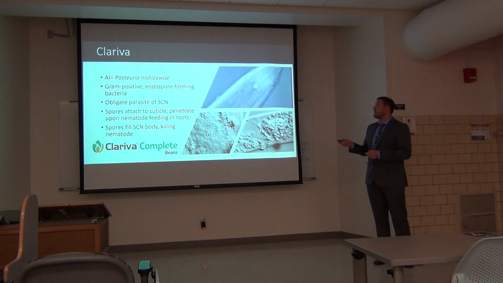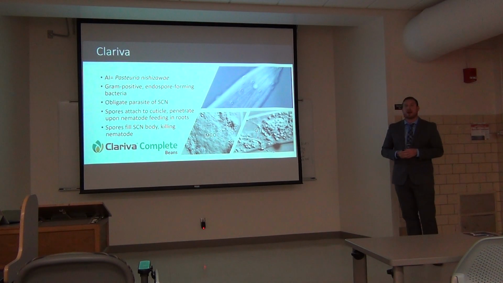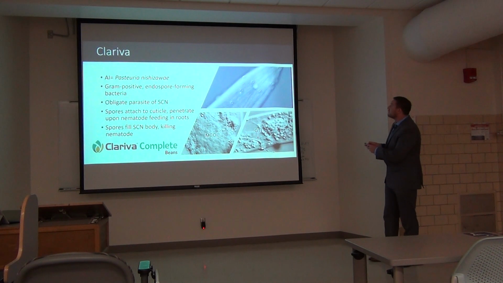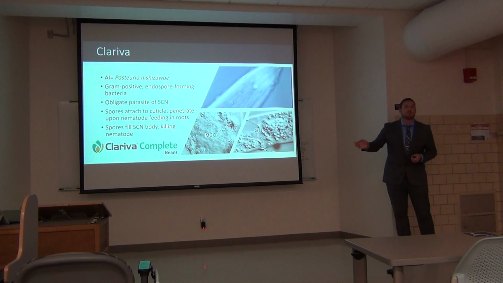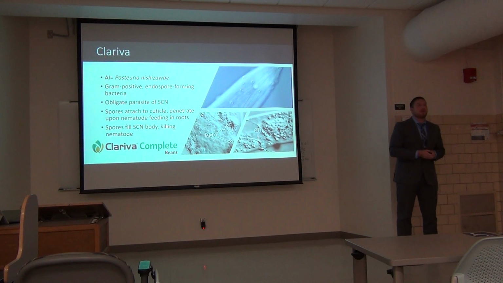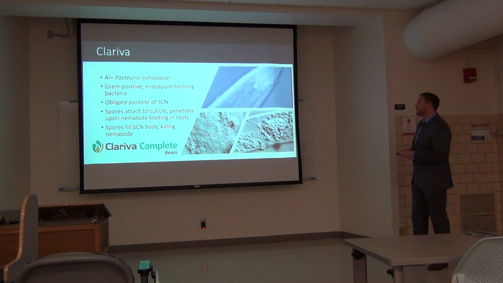The second treatment is Clariva with its active ingredient Pasteuria nishizawae. This bacteria is a gram-positive endospore-forming bacteria, and it's an obligate parasite of the soybean cyst nematode. How it works is as the nematodes are moving through the soil, spores will attach to the cuticle. Once the nematode enters the root and starts feeding, a germ tube from the spore attached to the cuticle moves into the nematode body. And within there, as the nematode continues to feed, colonies of spores of this bacteria proliferate throughout the body, eventually killing the nematode, releasing more spores out to the environment.